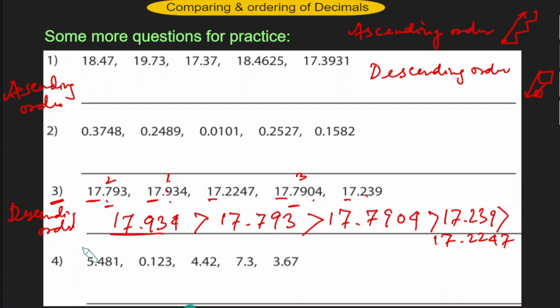I hope you can arrange this in ascending order as well. While writing the same question in ascending order, you will start from here. Then you will write this, then this, then this, and this. You will go in the opposite direction of writing. So this will be done by you, hopefully.